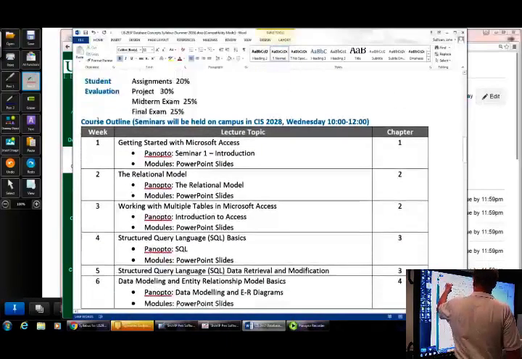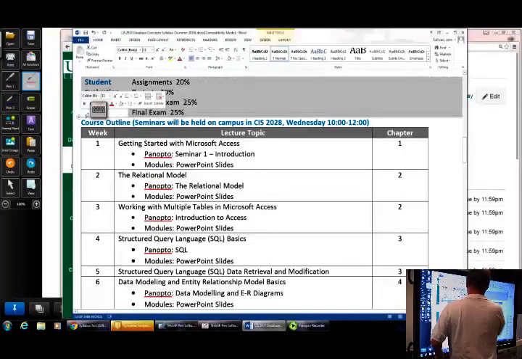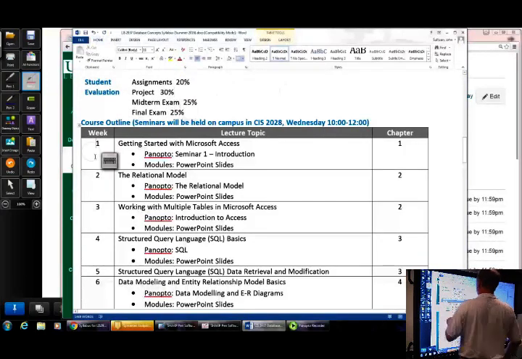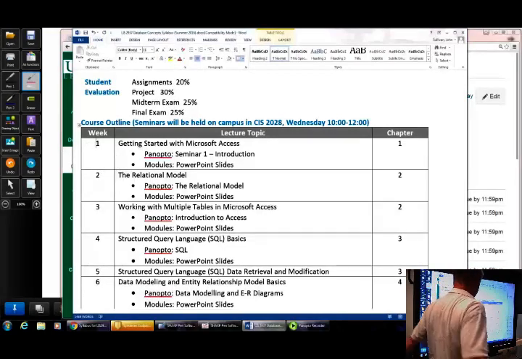All right, how is our work evaluated? Assignments are 20%. So each week we'll have an assignment. All assignments are due Sunday nights at midnight. And that goes for even when we have our midterm exam, that'll also be due by midnight on a Sunday.